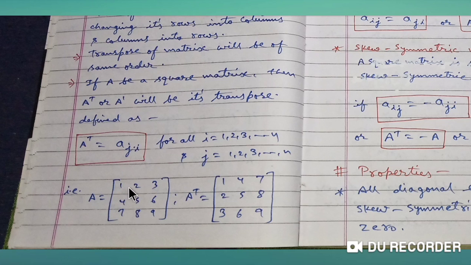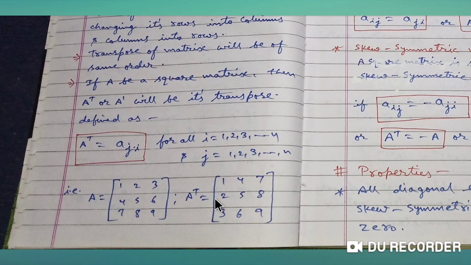We just make the first row the first column, so 1 2 3 becomes the first column. 4 5 6, the second row, becomes the second column, and 7 8 9, the third row, becomes the third column. So we have to make all the rows into the corresponding columns: first row, first column; second row, second column; third row, third column. This is the operation that is used for interchanging rows into columns. After doing this operation we get another matrix, and this matrix is known as the transpose of the given matrix.